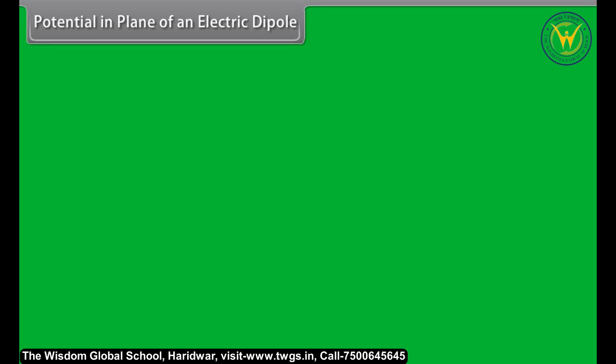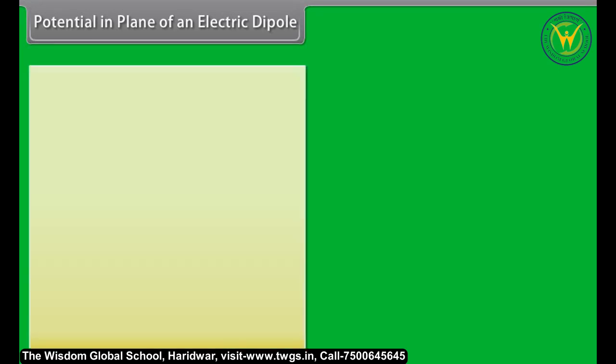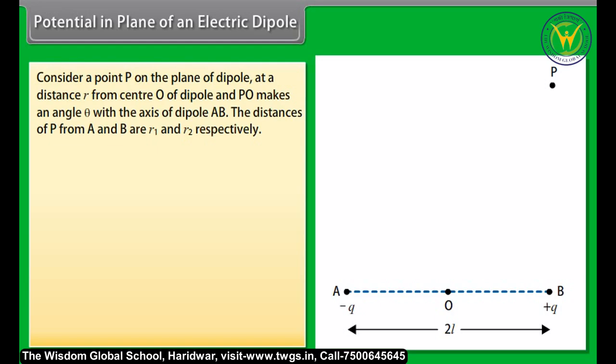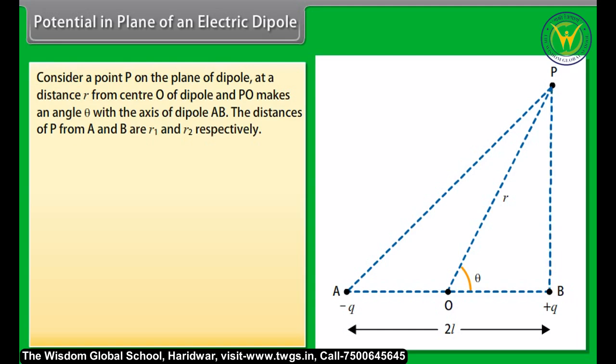Potential in plane of an electric dipole. Consider a point P on the plane of dipole at a distance r from center O of dipole, and PO makes an angle theta with the axis of dipole AB. The distances of P from A and B are r1 and r2 respectively.